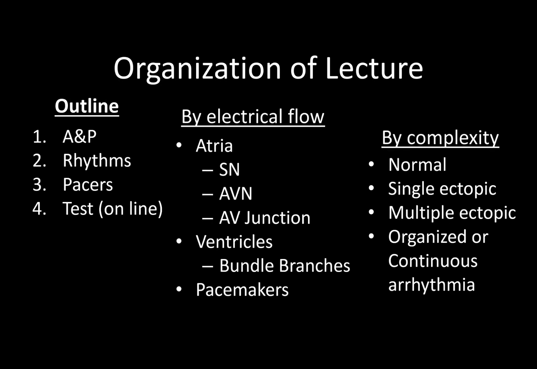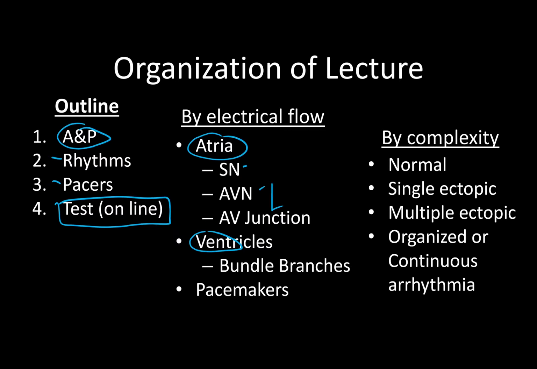All right, so here's the organization of the lecture. We'll start with A and P, then we'll go through the rhythms themselves. Pacemakers will go at the end, and of course there's your online test after everything's all said and done. Now each section is broken down. I'll start with the atria, sinus node, and AV junction, which are essentially the same. And then you've got your ventricles as the next section. We'll focus on the bundle branches within that. And then last but not least is pacemakers.